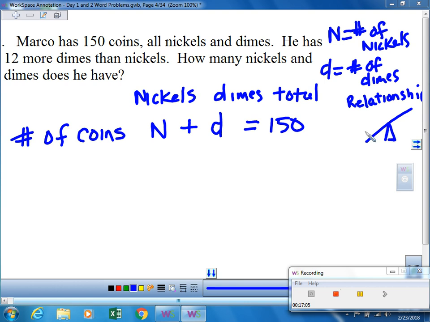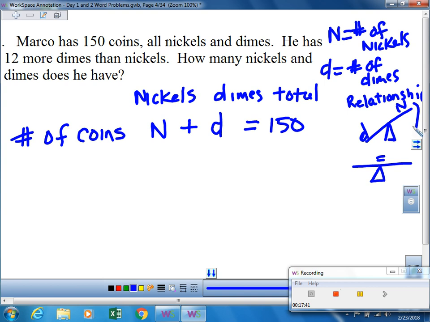So, when you're on the teeter-totter, the one that has more is down here. Read this statement, guys. Which one has more? Nickels or dimes? Okay, he has 12 more dimes. So the dimes is going to go down here, and nickels is going to go up here. But in a relationship, you want them to be equal.